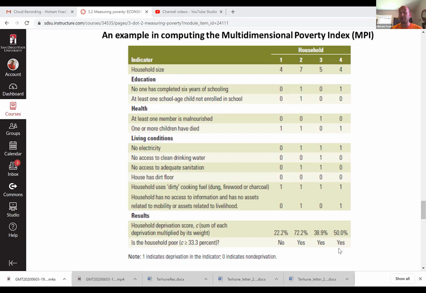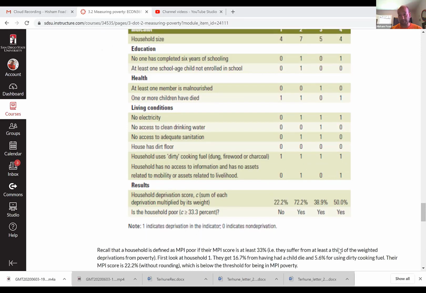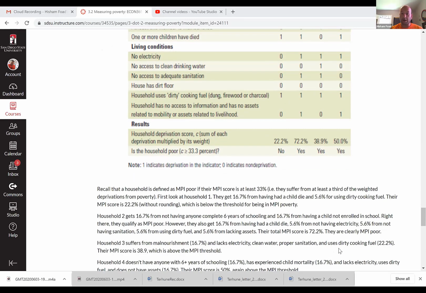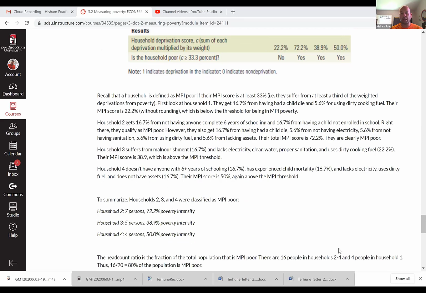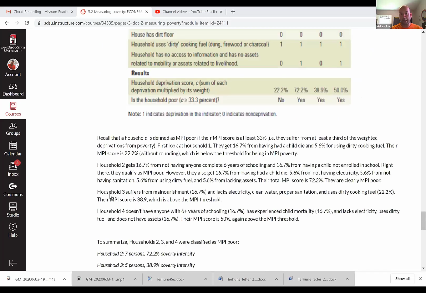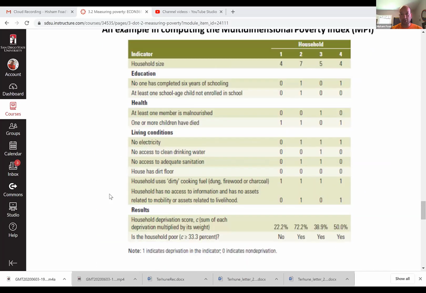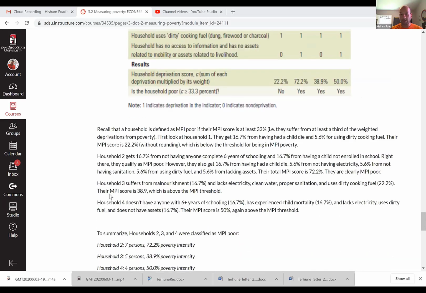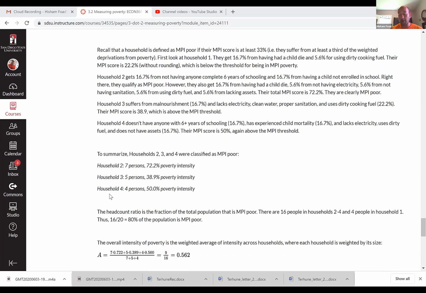So we've got 3 households that are in MPI poverty. The number of households in MPI poverty, we can see in this little summary here: household 2, household 3, and household 4. We have the number of people in each household, as well as the intensity of poverty in each household. So 7, 5, and 4, you add those up, that's 16 people. Household 1 has 4 people. So there's a total of 20 in the country, of whom 16 are MPI poor.